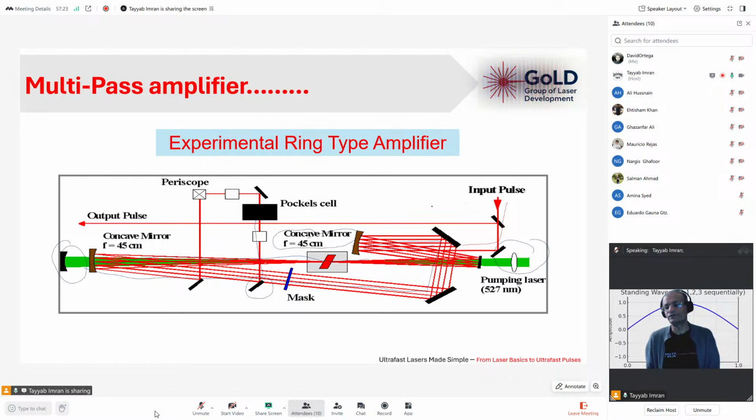It uses a 45 centimeter concave mirror. This one is also a concave mirror here, and a mask. It helps to count the passes and makes it easier to understand how many passes have passed through this mask first and then to the crystal.